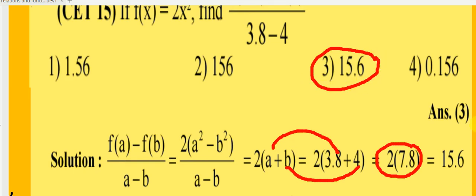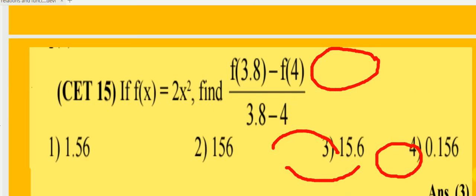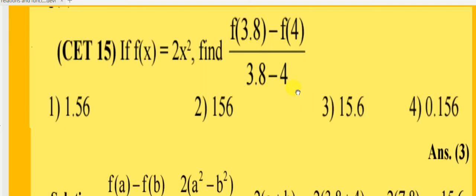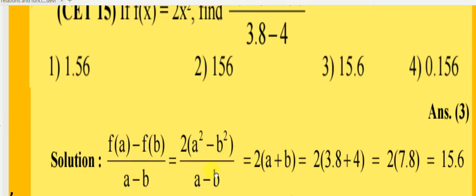So in this question, you have been asked to find f of 3.8 minus f of 4 divided by 3.8 minus 4. F of x is given as 2x square, and we considered f of a minus f of b by a minus b, and f of a is 2a square, f of b is 2b square. So in the numerator it is nothing but 2 into a square minus b square by a minus b, and a square minus b square is taken as a minus b into a plus b divided by a minus b.